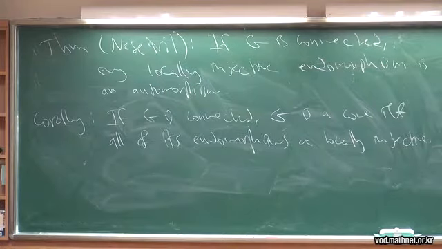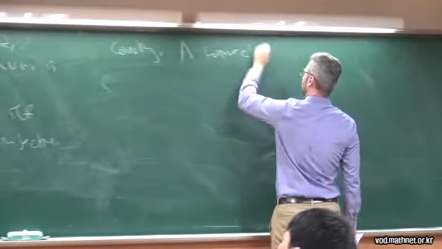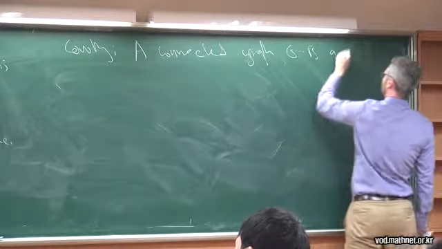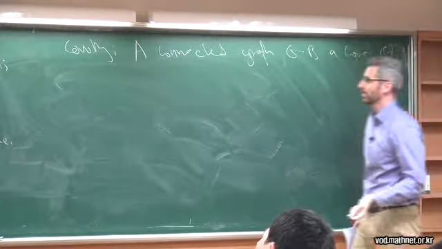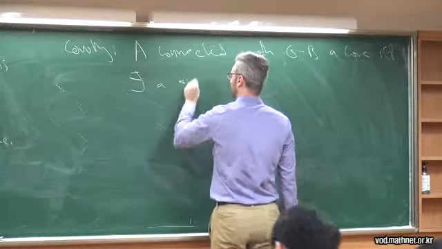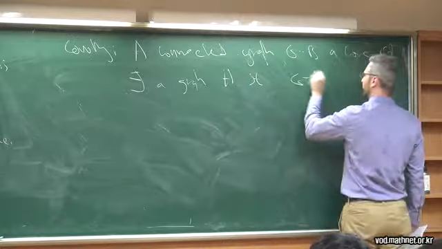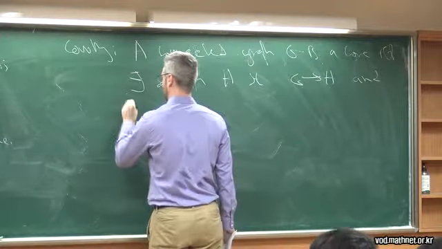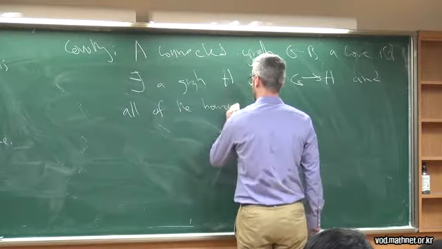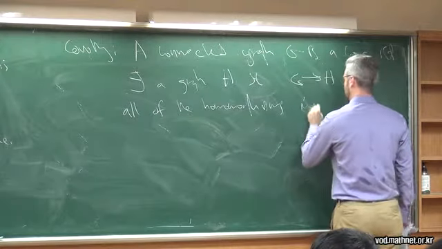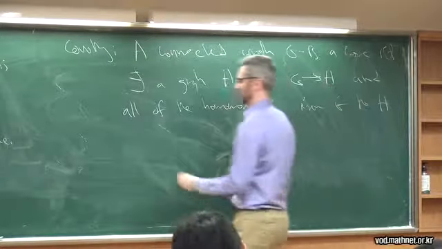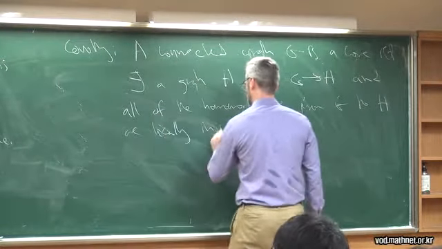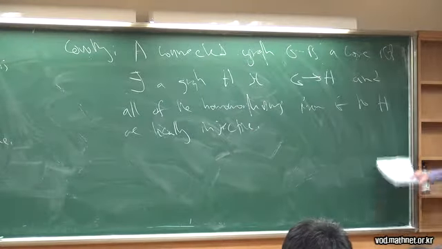What I'm going to do is interpose an auxiliary graph H. So a connected graph G is a core if and only if there exists a graph H such that I have a homomorphism from G to H, and all of the homomorphisms from G to H are locally injective. And now we can see what the strategy is.